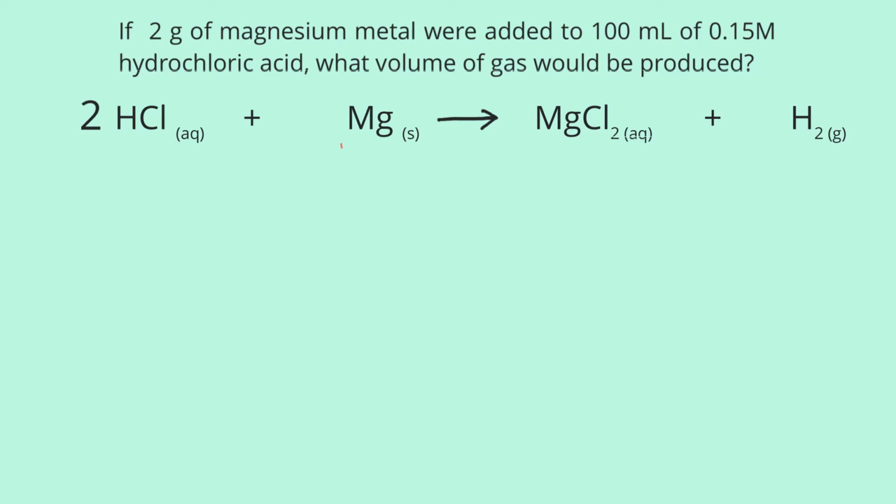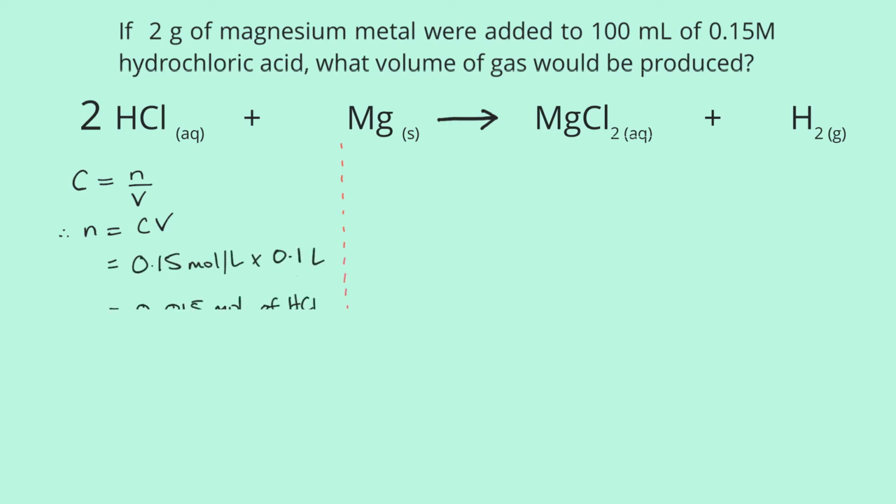So we're going to look at both of the reactants because in this case we're given information about both of them. It's not saying that one is in excess, it's not telling us already, we've got to calculate it. So let's have a look at the hydrochloric acid. We're going to use c = n/V. We're going to rearrange it so that the moles is the subject. We're going to substitute in and we get 0.015 moles of HCl. That's how much has been added to that reaction vessel.